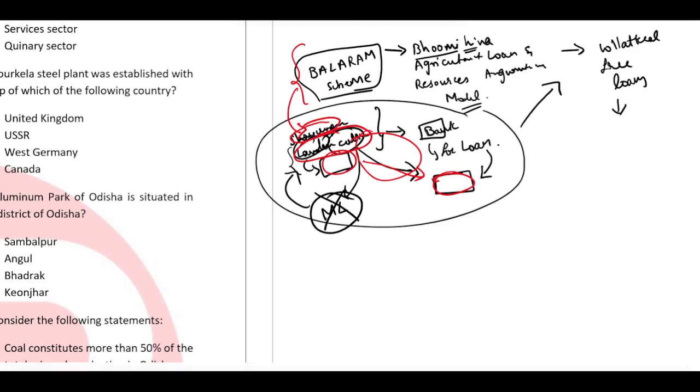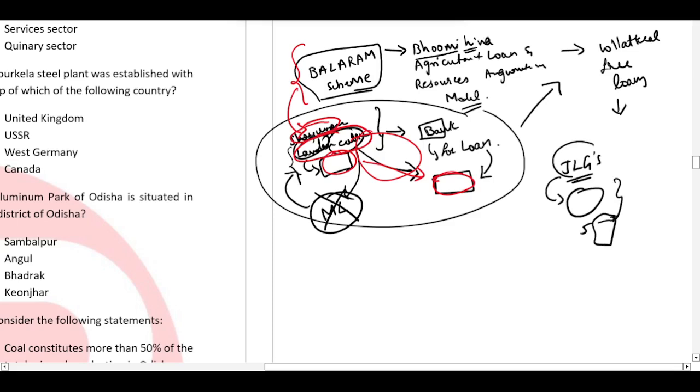They have formed few joint liability groups because, like a self-help group, some people will come together here and say five farmers will come together. This will be known as a group. Now this group will give guarantee to the bank on behalf of each other that if farmer one doesn't pay, we'll make sure that he'll pay. So the liability which is there to the bank for the loan is jointly shared by these people.